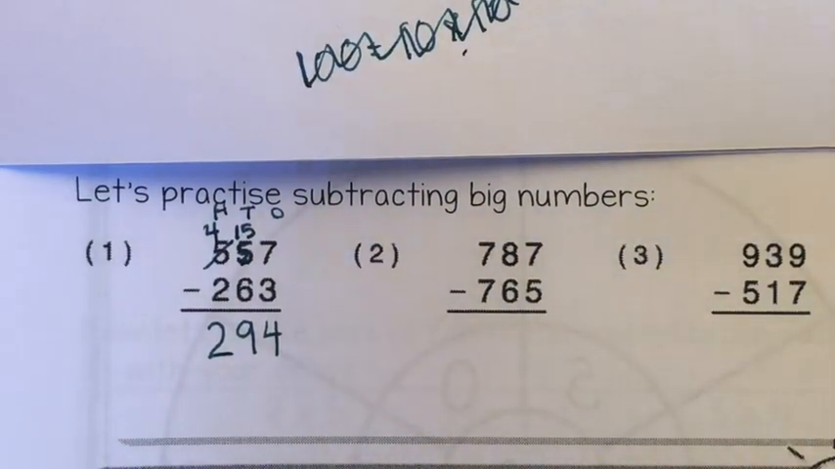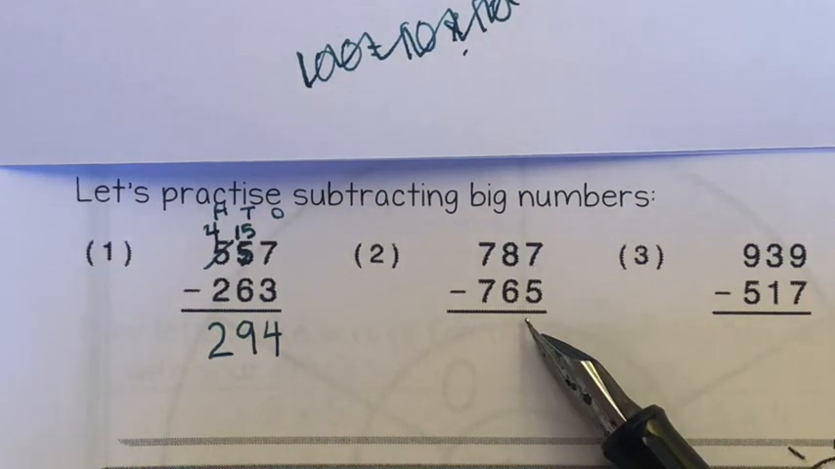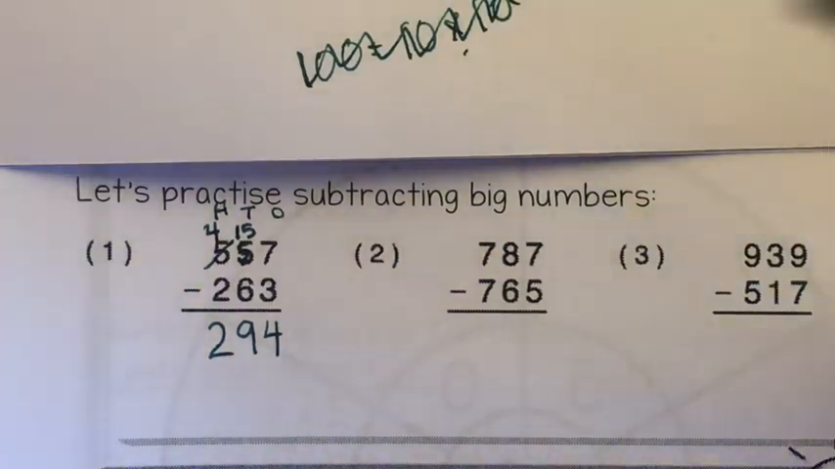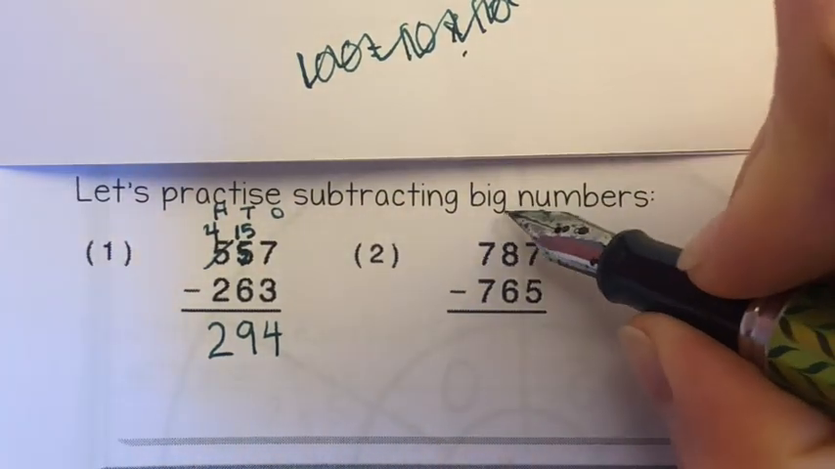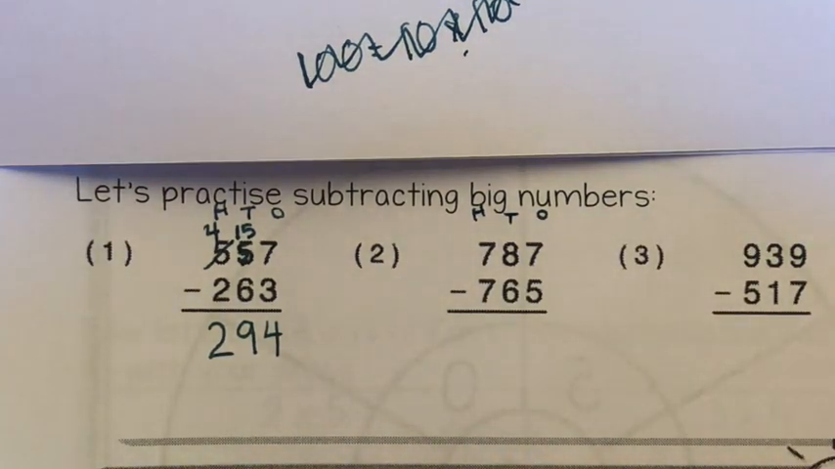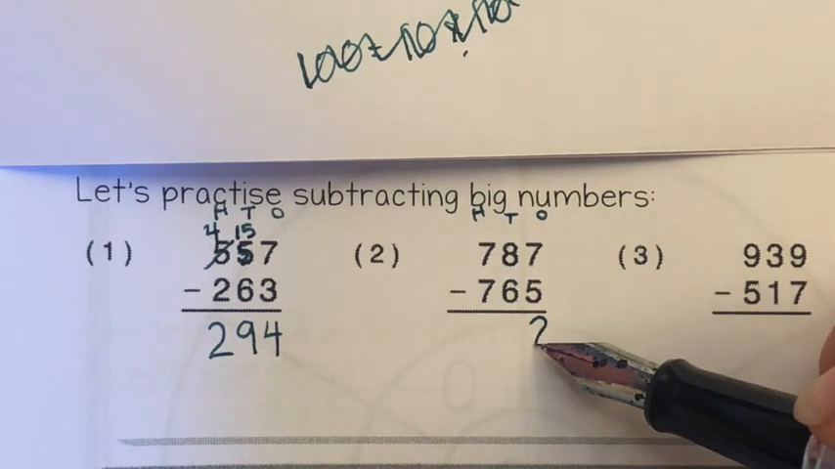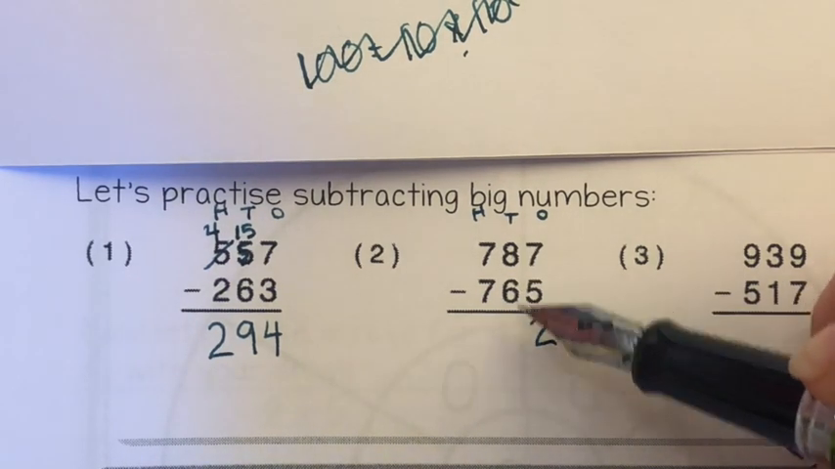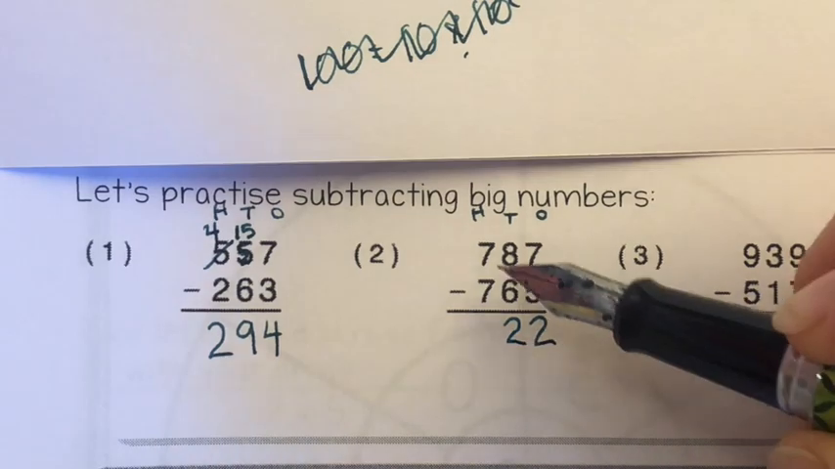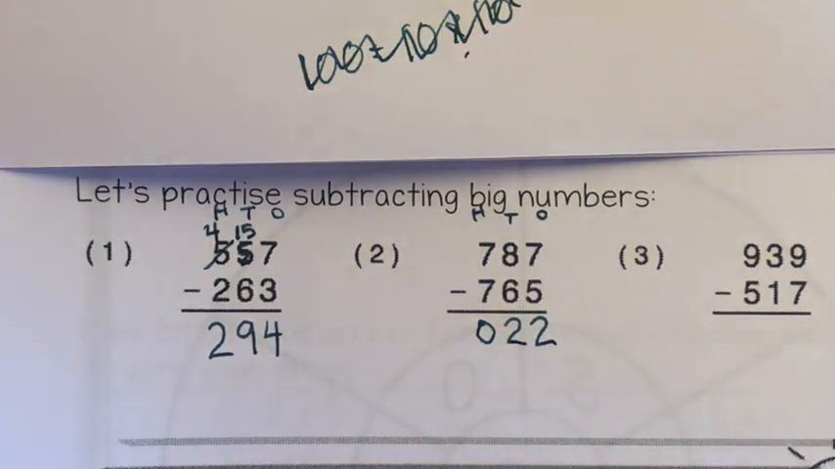787 subtract 7. Now, all of my numbers in my tens and my ones are bigger than my numbers underneath them, the numbers we're finding the difference of. So this one's really simple. You do your ones, you do your tens, you do your hundreds, and you're good. No regrouping necessary. So 7 subtract 5 is 2. 8 subtract 6 is also 2. And 7 subtract 7 is 0. So my difference is 22.